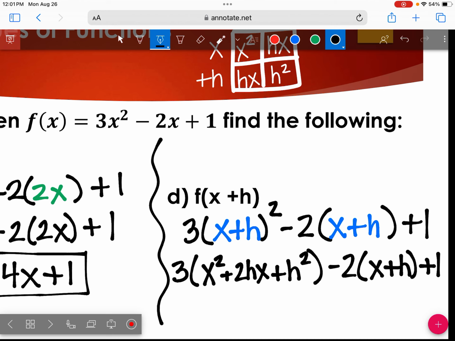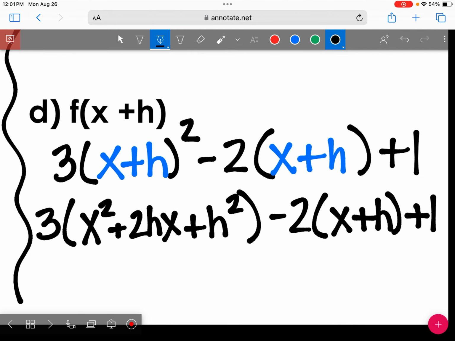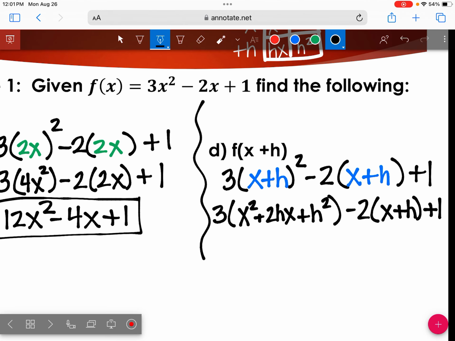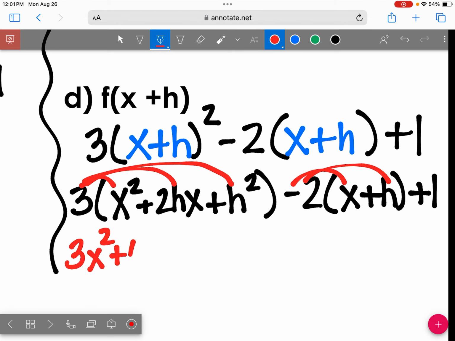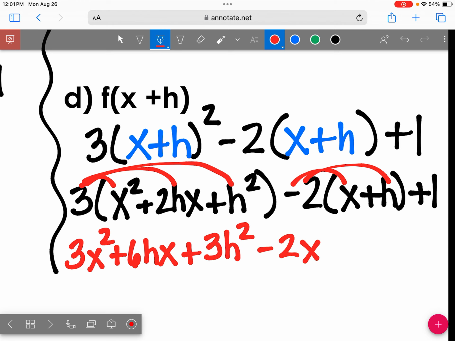Go ahead and distribute. For the first one, you have to multiply it by 3. The second one, you're multiplying by negative 2. So that would be 3x squared plus 6hx plus 3h squared minus 2x minus 2h plus 1.